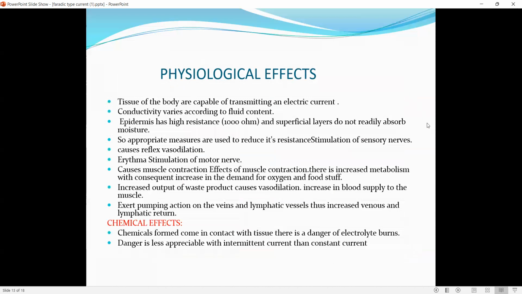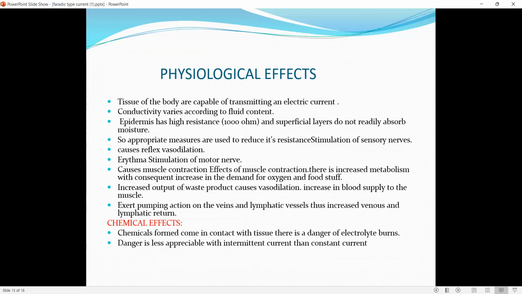What is the physiological effect? First, tissues of the body are capable of transmitting an electric current. Conductivity varies according to fluid content. The epidermis has a high resistance, 1000 ohm, and the superficial layer does not readily absorb moisture, so appropriate measures are used to reduce its resistance.